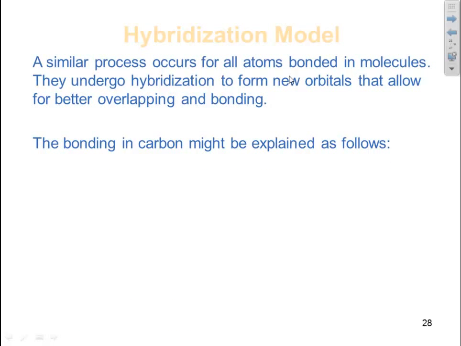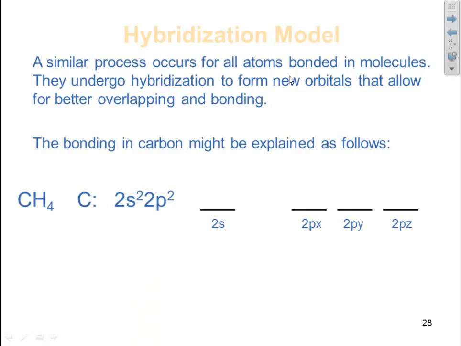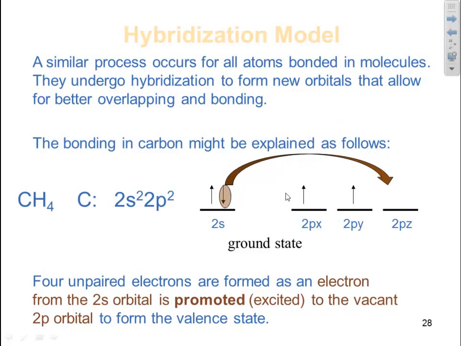The bonding in carbon might be explained as follows. You have CH4, methane. It has 2s2, 2p2 as its valence electrons. That means I have 2 in the s and 1 in the px and 1 in py. Well, this is the ground state, so to be better situated for bonding, it's going to promote one of those electrons to the third pz orientation. That'll give me 4 electrons, each singly by themselves in the orbitals. So I have 4 unpaired electrons as an electron from the 2s orbital is promoted, excited to the vacant 2p orbital to form the valence state.